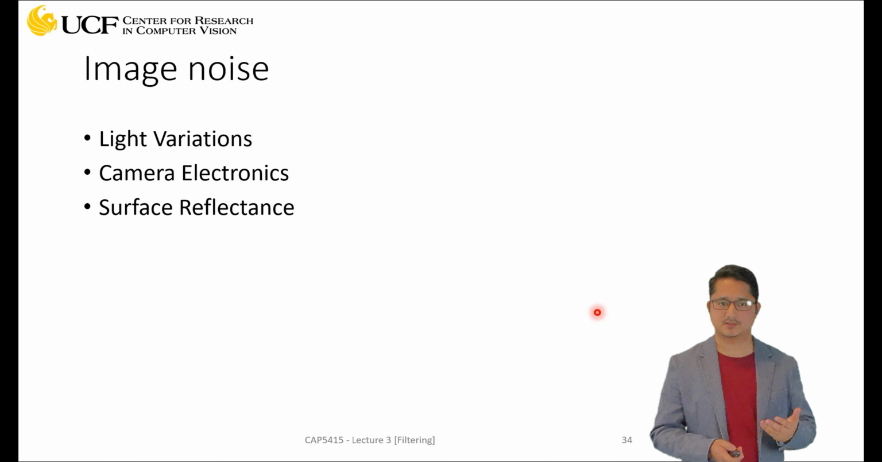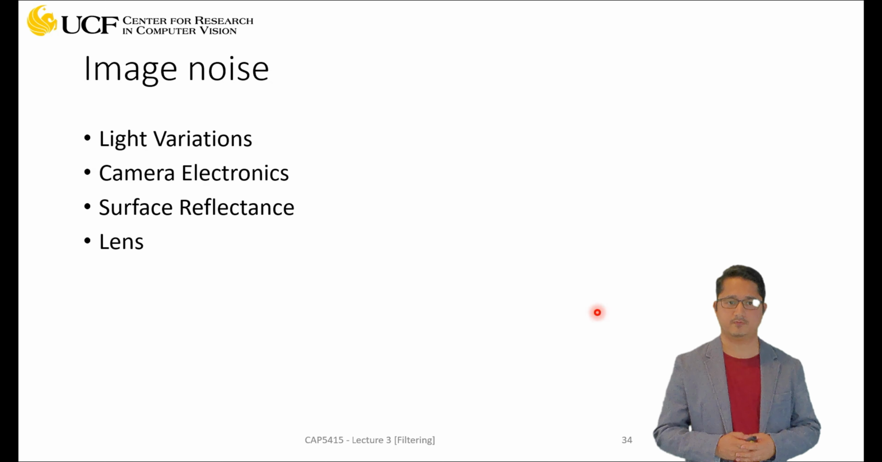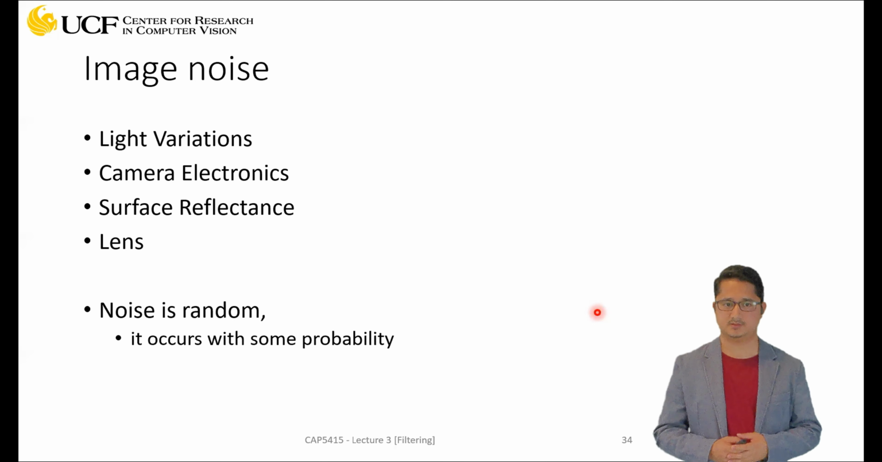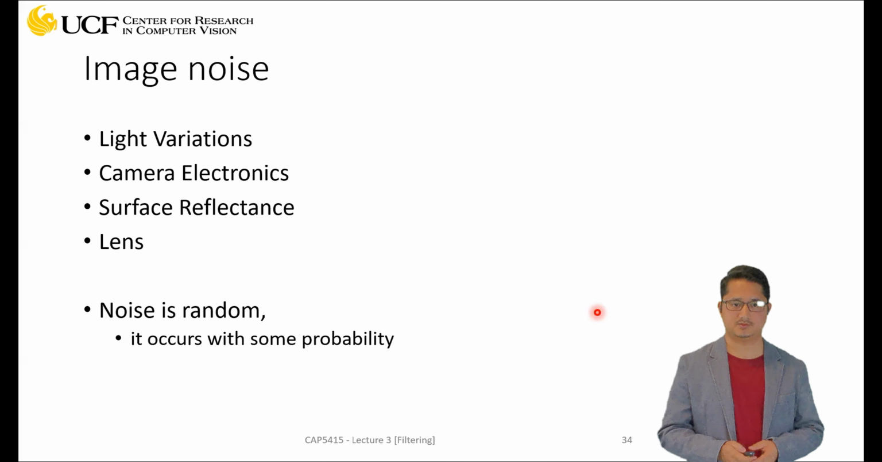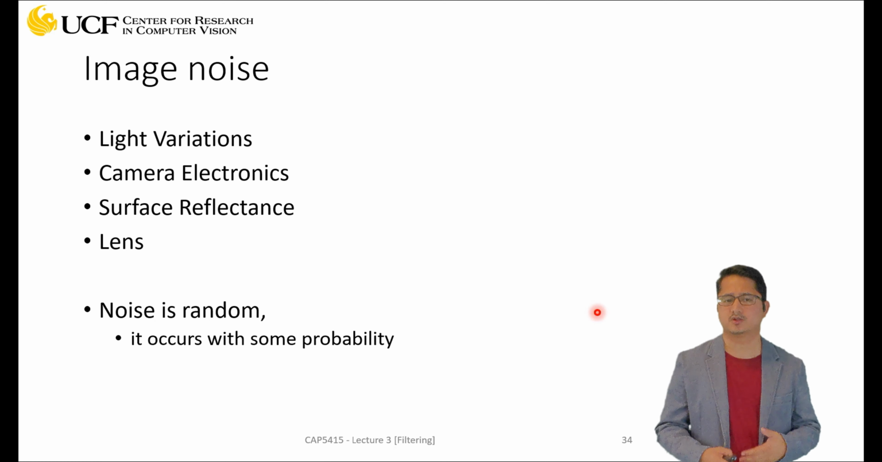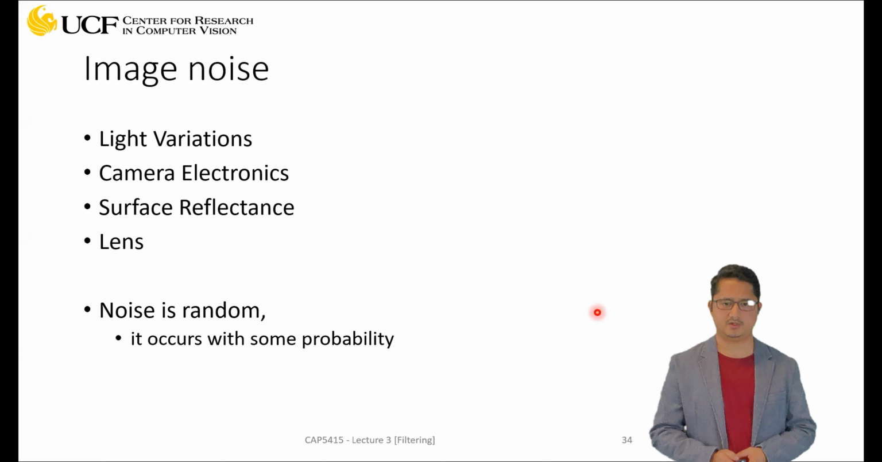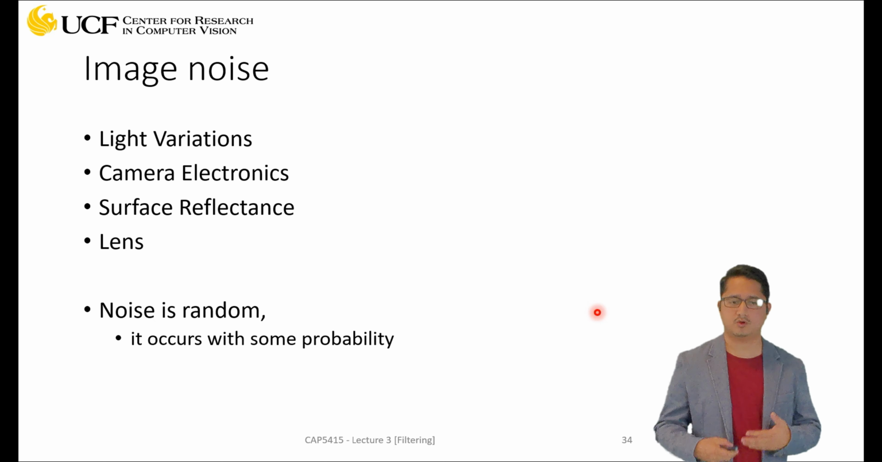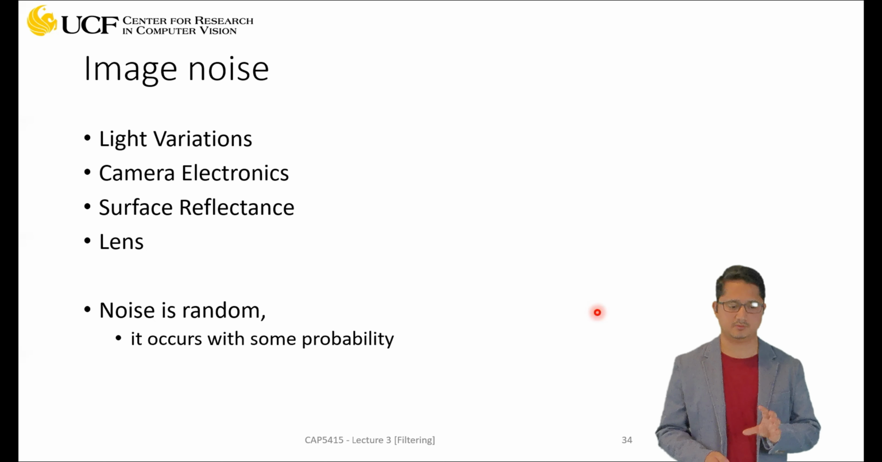It could be there due to surface reflectance, which is not always uniform. It could be due to the lens. There might be some dirt on your lens, or the lens, the hardware itself, might not be perfect. So there are a lot of other reasons why you have noise in your image, and noise is random. One important property is it occurs with some probability. It won't occur all the time. So there will be some probability associated with whatever noise you see in your images.